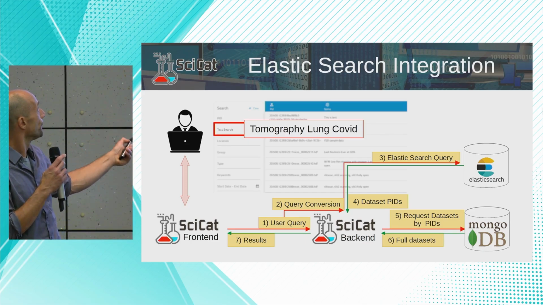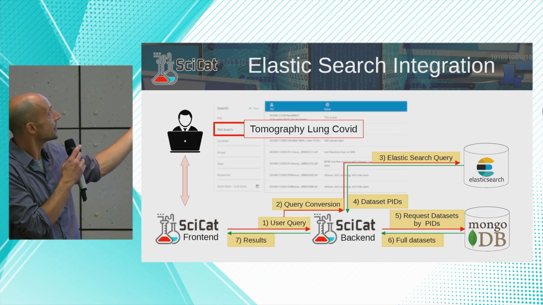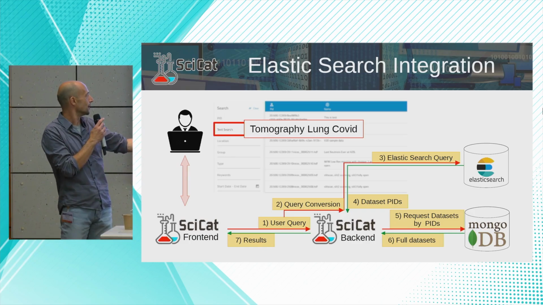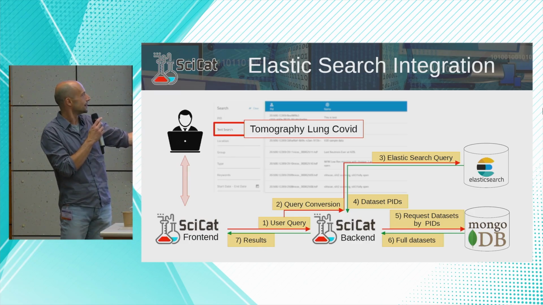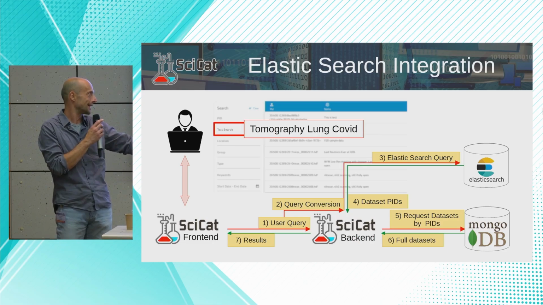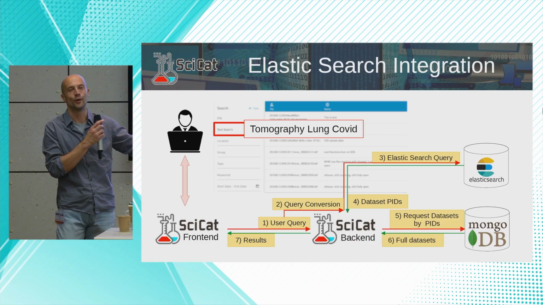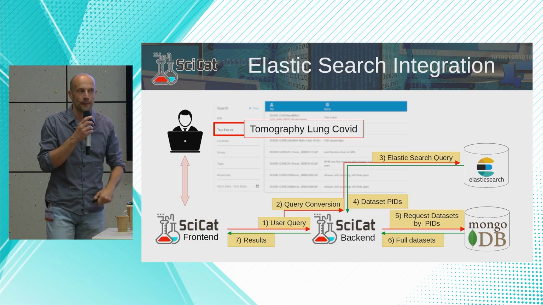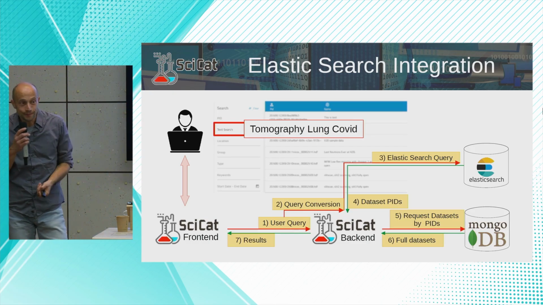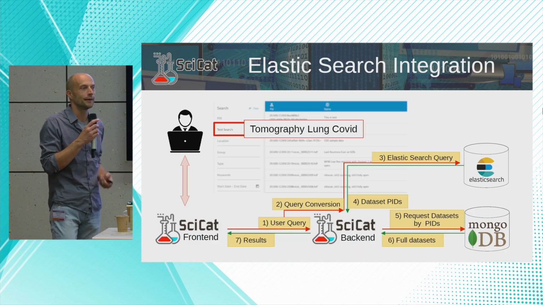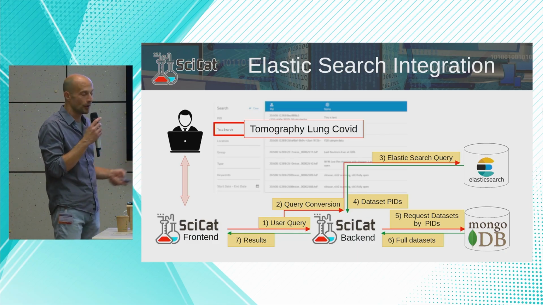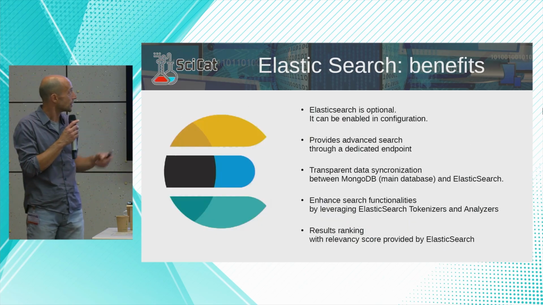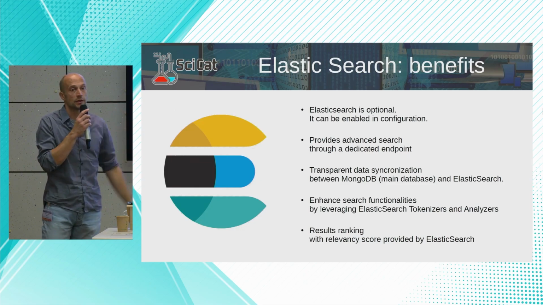So if you come, you see this text search, you can type whatever you want, and the user sends it to the front end, you go to the back end, there is a query conversion, go to Elasticsearch, you come back with dataset PIDs, then you load the full dataset, and then it goes back to the user. Sounds really easy. My coworker has spent many hours trying to implement it. Now we are at the point where it is in production.